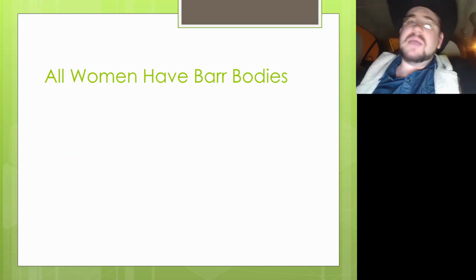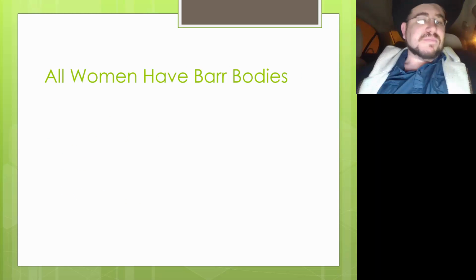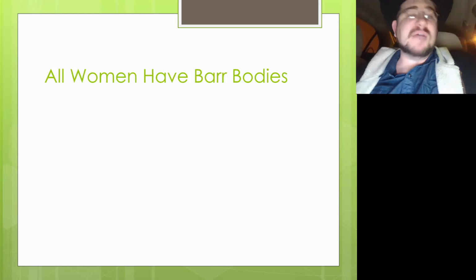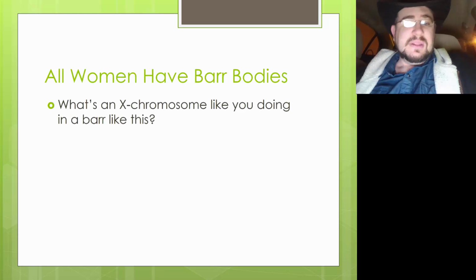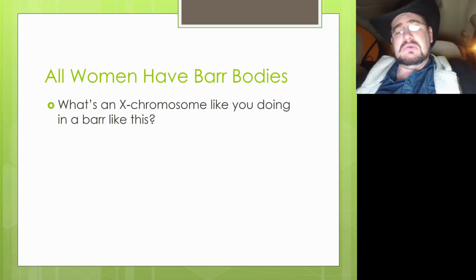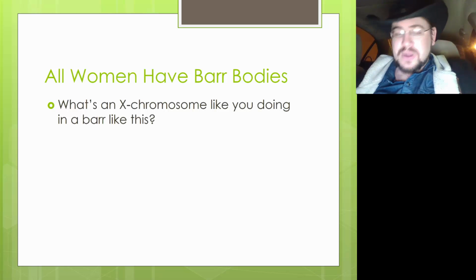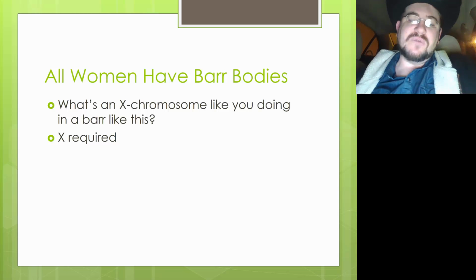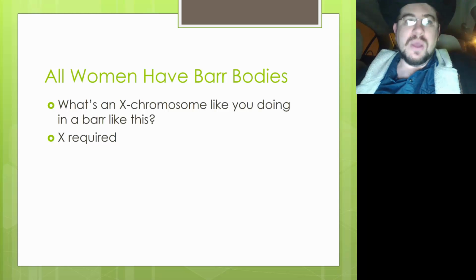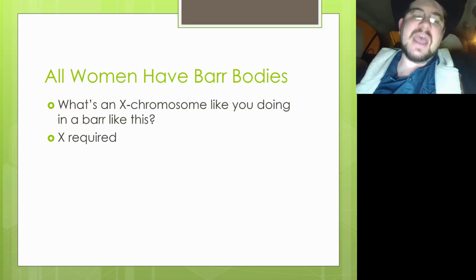All right. Next up, a cool thing that affects how genes are expressed in women. All women have Barr bodies. What's an X chromosome like you doing in a bar like this? Which is much funnier when you understand what a Barr body is. So first off, we know that an X chromosome is required to live. An embryo is non-viable if it does not have at least one X chromosome. There's information on that needed to be alive. That's why you are XY or XX, no YY.